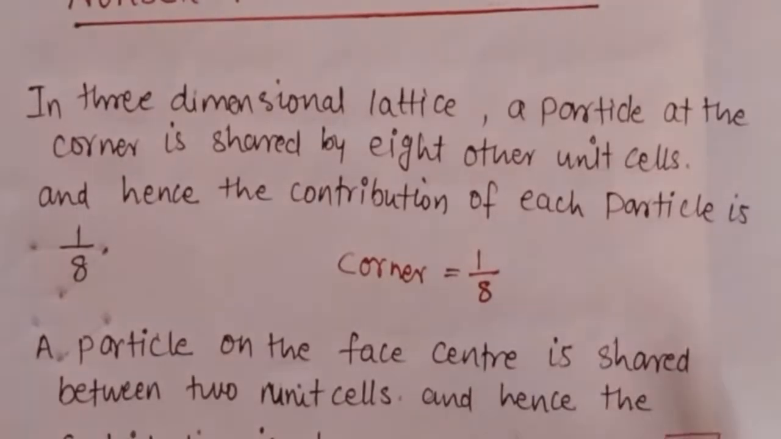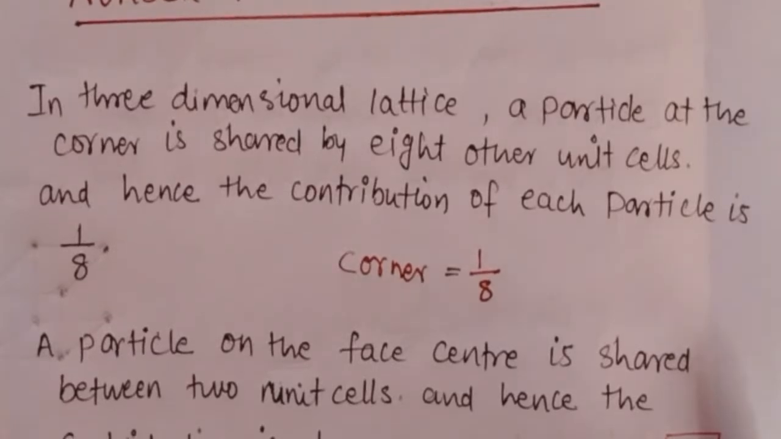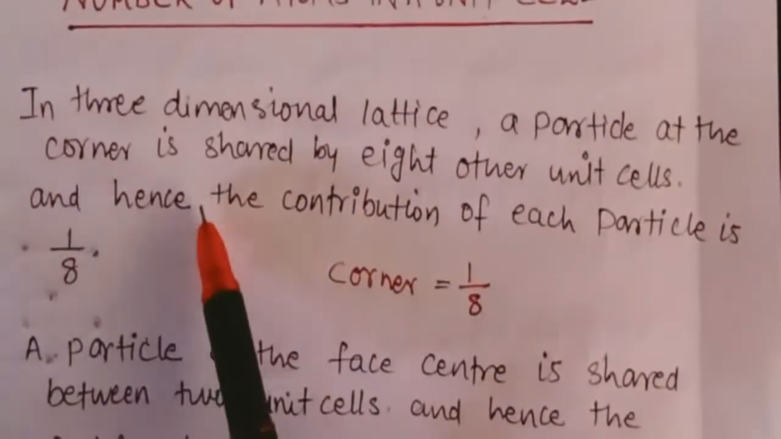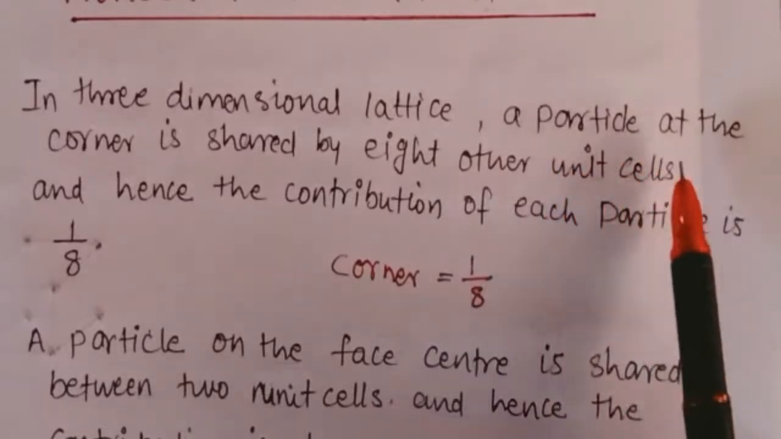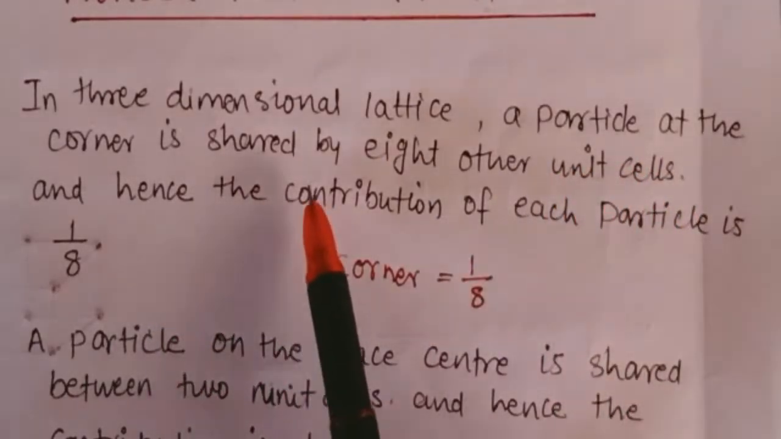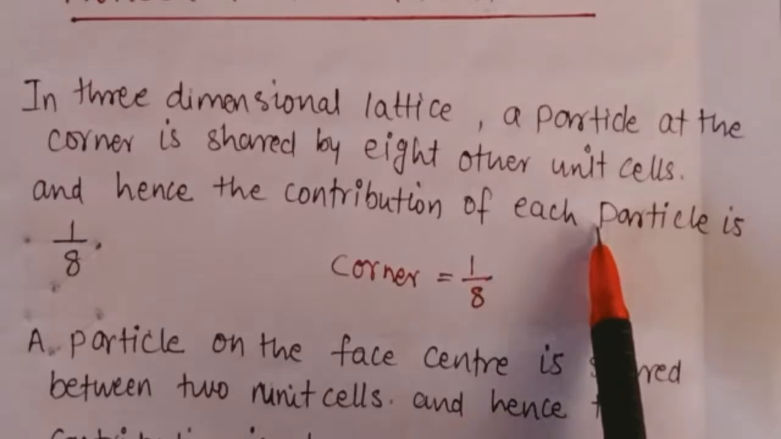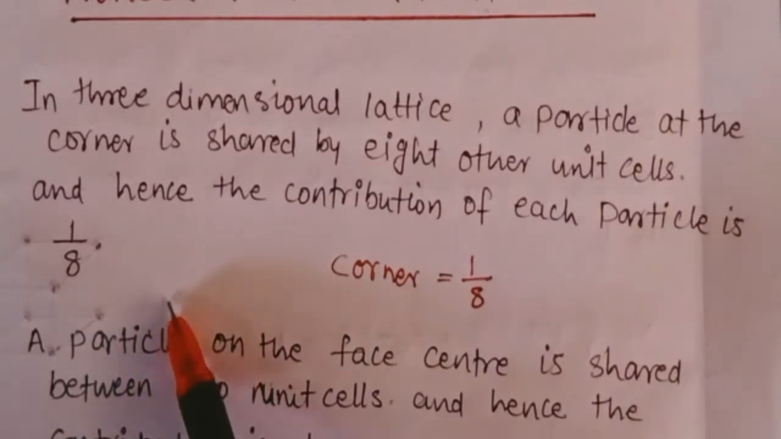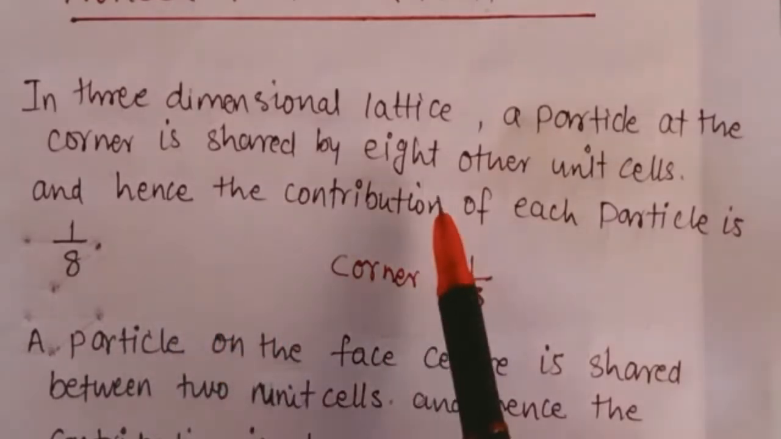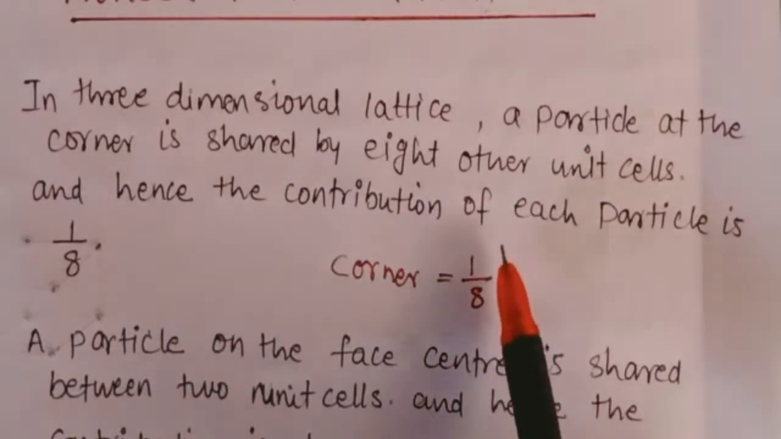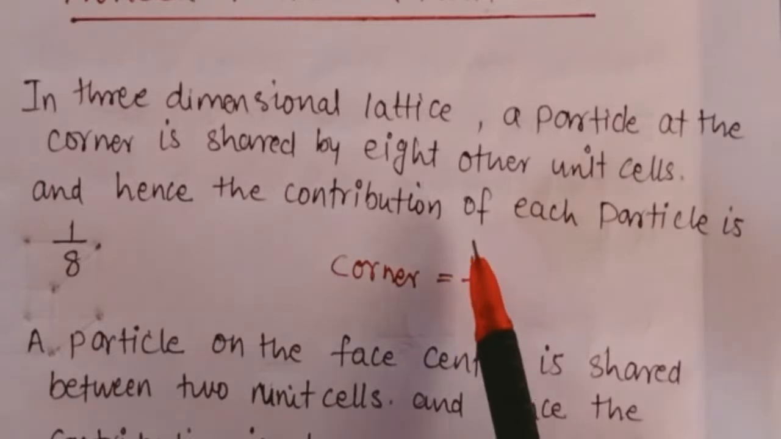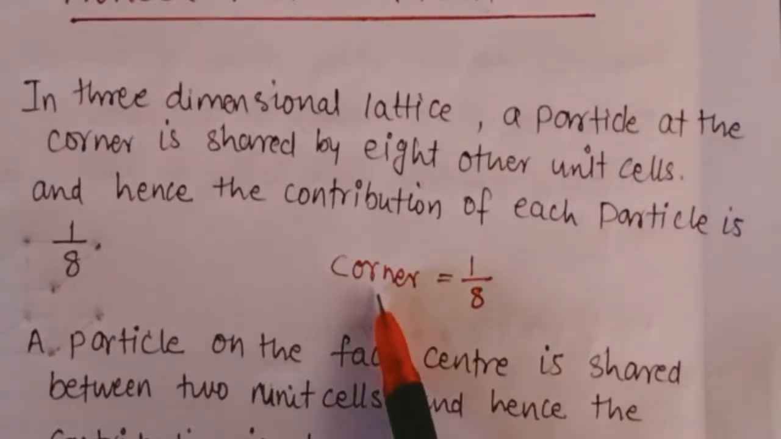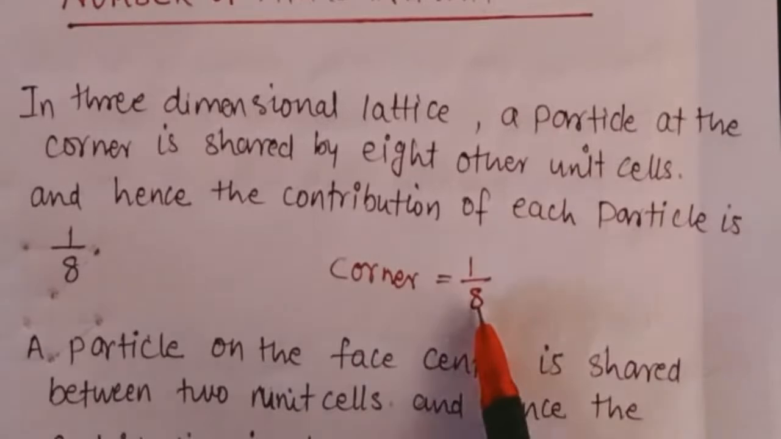Next we are going to discuss the number of atoms in a unit cell. In a three-dimensional lattice, a particle at the corner is shared by 8 other unit cells. Hence, the contribution of each particle is 1 by 8. We have also seen that particles are occupied at the corners. If a particle at the corner is shared by 8 unit cells, its contribution to a unit cell is 1 by 8. So at a corner it is 1 by 8.